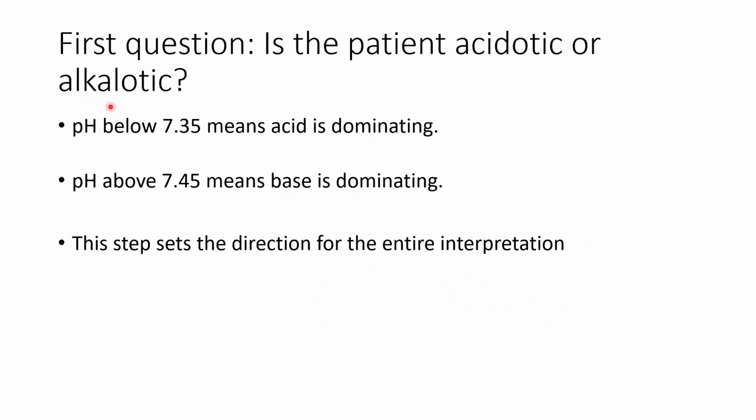Whenever you see an ABG, the first question you have to ask is whether the patient is acidotic or alkalotic. And that is a very simple thing. You just look at the pH. If the pH is below 7.35, it is acidotic. If the pH is more than 7.45, it is alkalotic. Then after this step, you go further down.